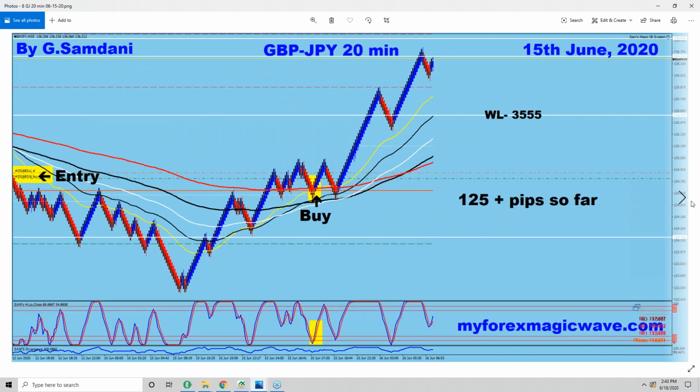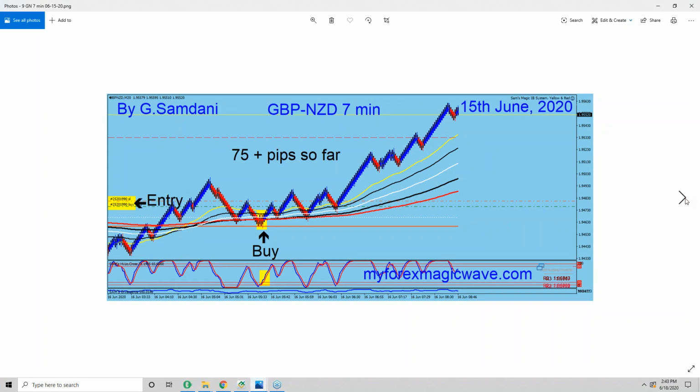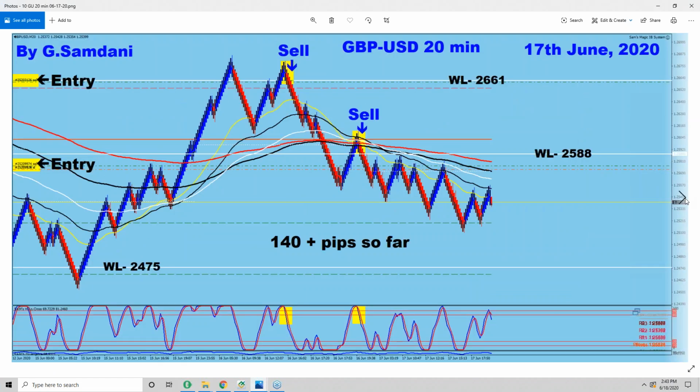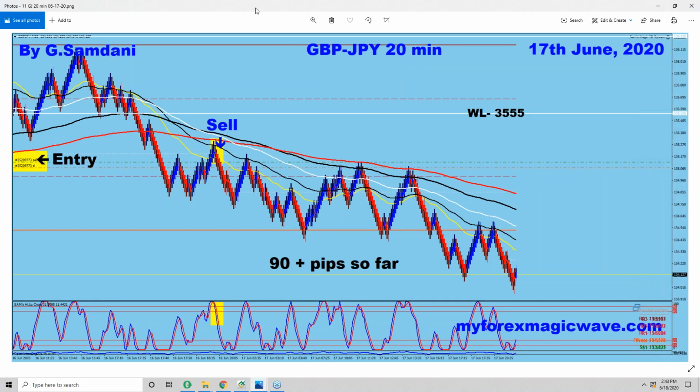All of these trades, pound yen, right, on the 15th. On the 15th, this is from the 7-minute chart. Pound NZD, 75 pip. I have a pound NZD going on right now too, right? So on the 17th, this is 2 entries from the top. This is the only one on the 17th, I guess, right? No, pound yen also, right? Entry here, 90 pip.